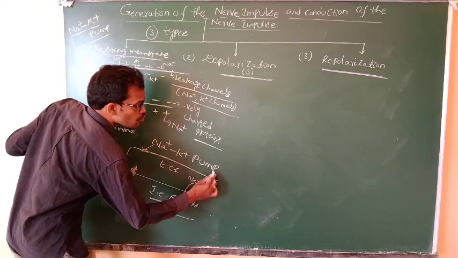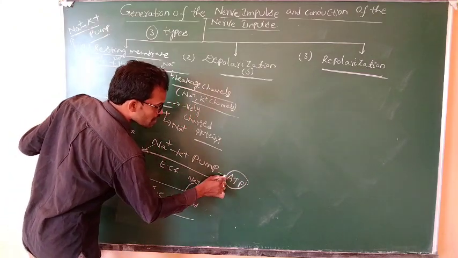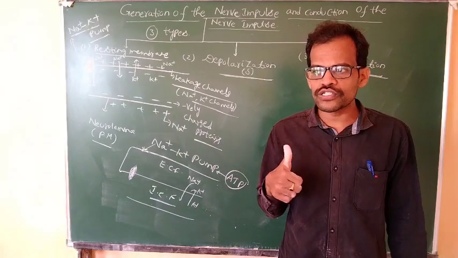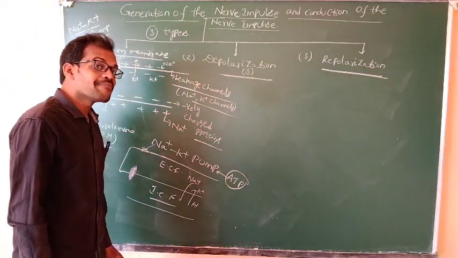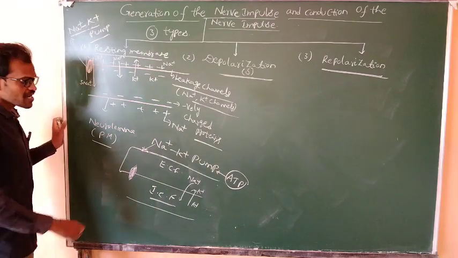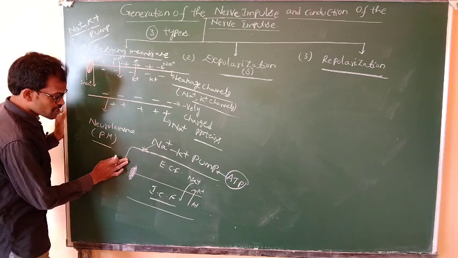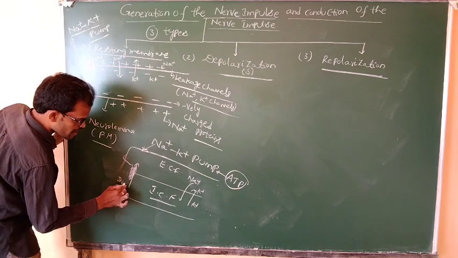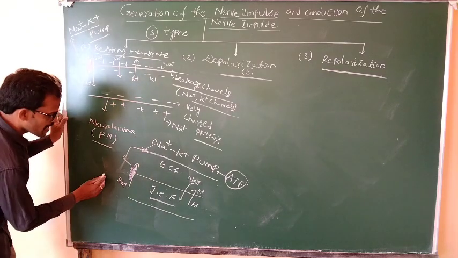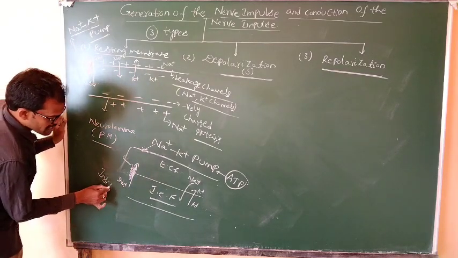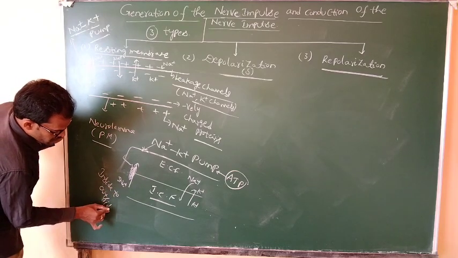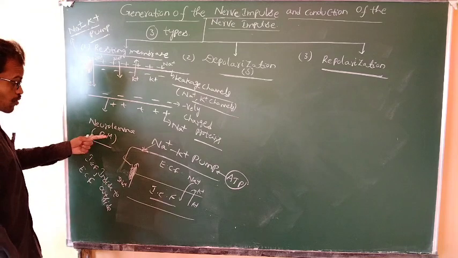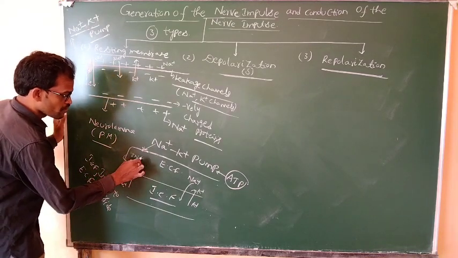The sodium-potassium pump is a protein that utilizes ATP molecules as energy. Three sodium ions are sent from the inside to the outside, that is, from the intracellular fluid to the extracellular fluid.